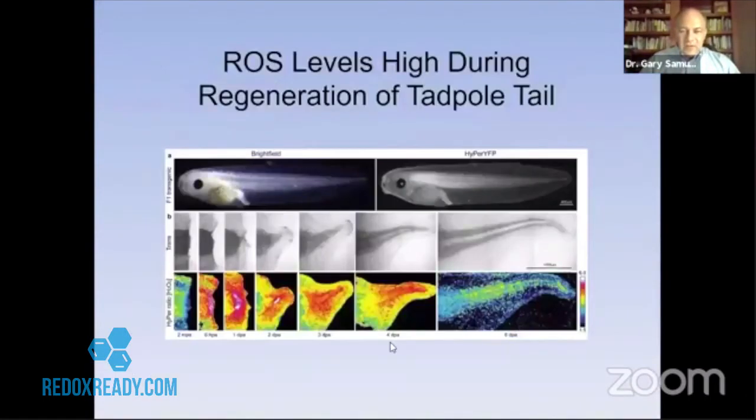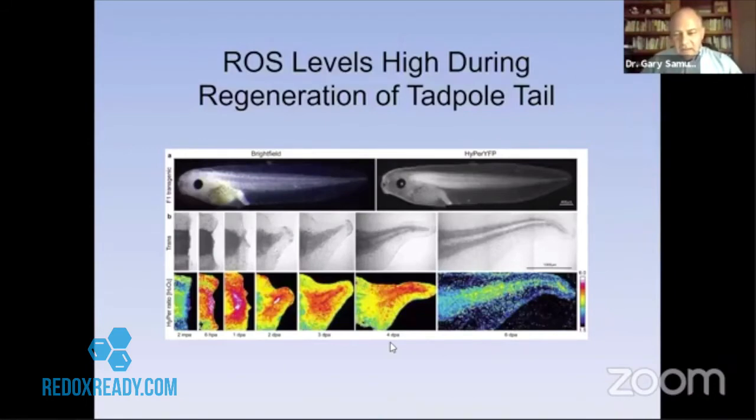So I am going to go through this a little bit quickly, but we found that the oxidants are very critical in the regrowth of tissue. This is a tadpole. You cut the tail off a tadpole and it regrows. The reds and oranges and the yellows are actually the redox signaling messengers, the oxidants that are inside the tissue. They're able to use fluorescent markers to show what it is. Notice in the regeneration of the tail, the oxidants are very critical there.